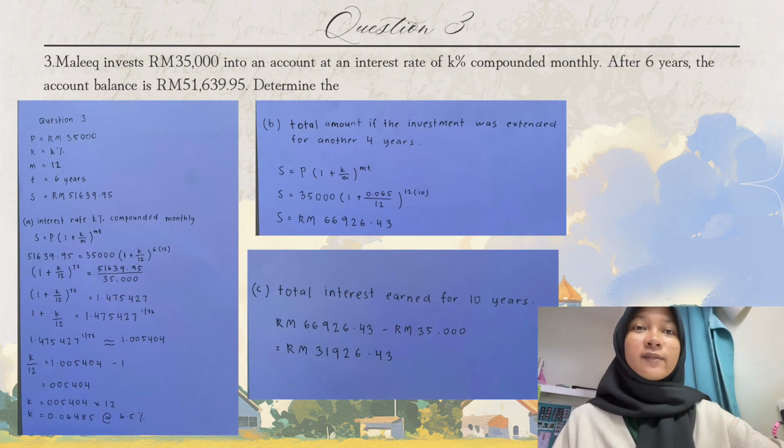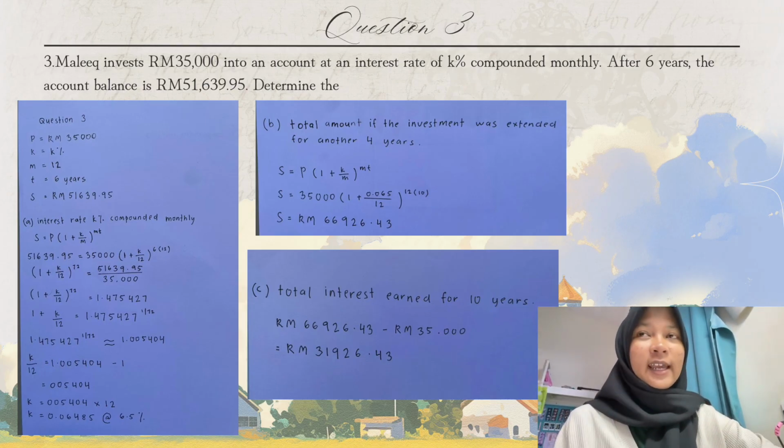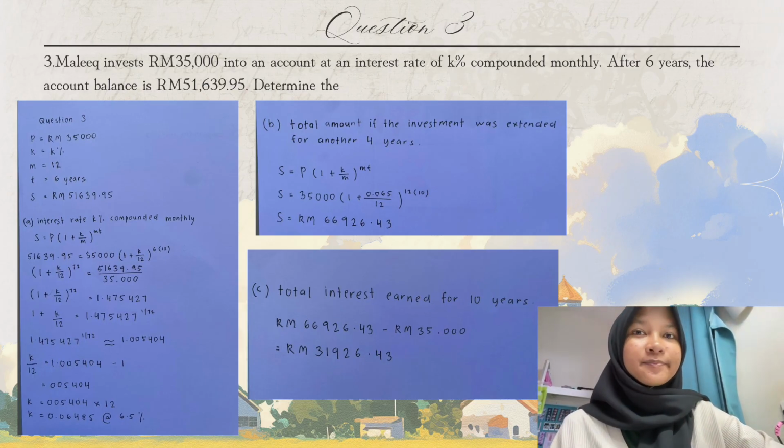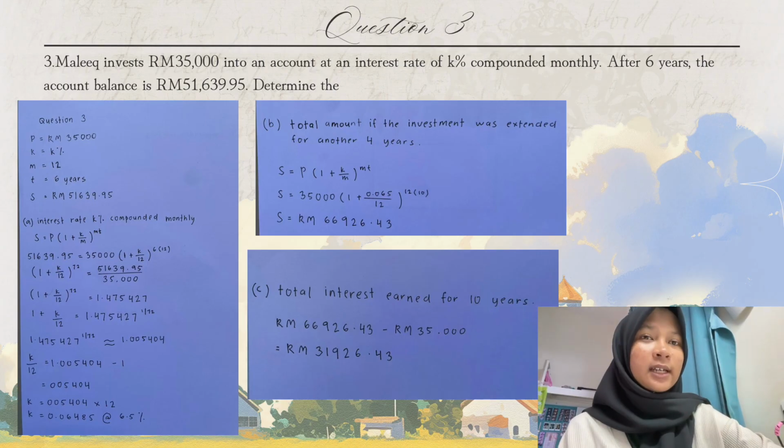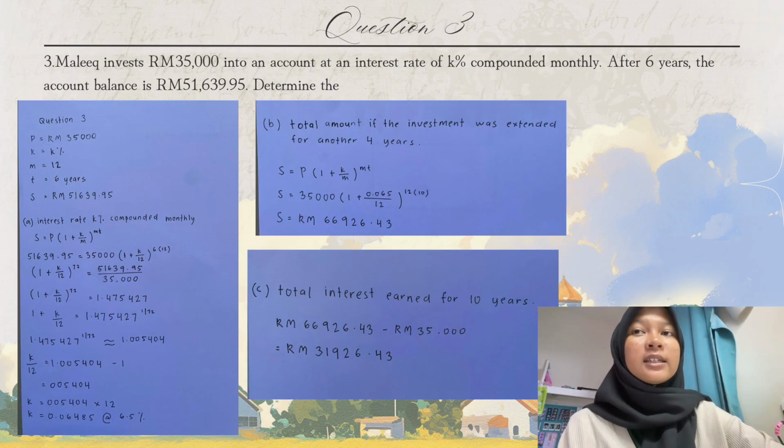Malik invested 5,000 ringgit into an account at an interest rate of 10% compounded monthly. After 6 years, the account balance is 51,639 ringgit 95 cents. Determine the interest rate. Before that, I list down all the information given in the question. First, the principal amount, which is P, is 35,000 ringgit. The maturity value, which is S, is 51,639 ringgit 95 cents. The interest rate is K% compounded monthly. The number of compounding periods per year, which is M, is 12. And the time period, which is T, is 6 years.